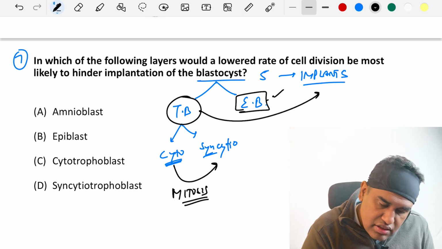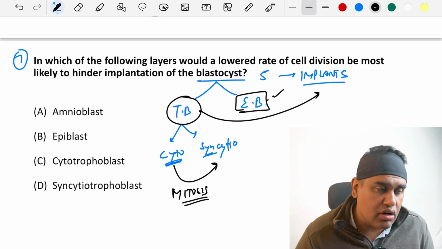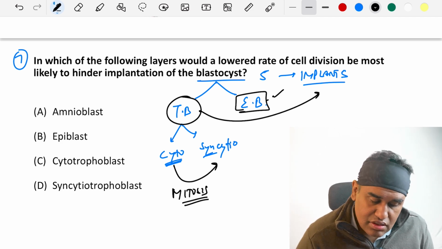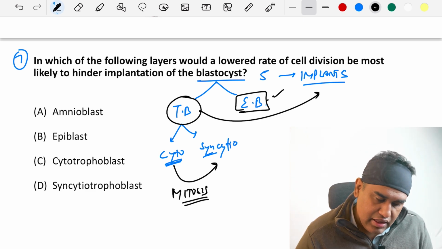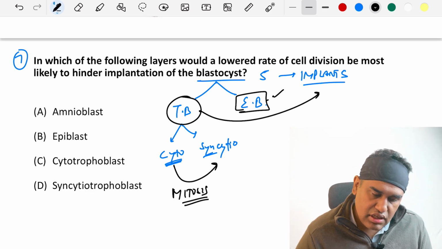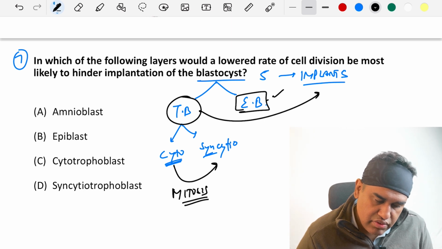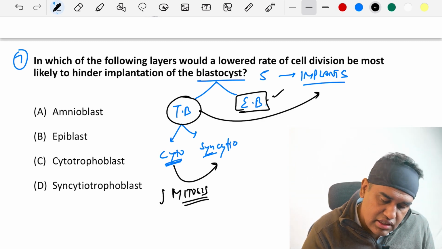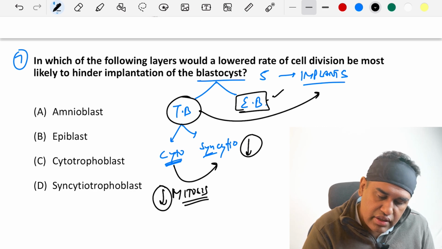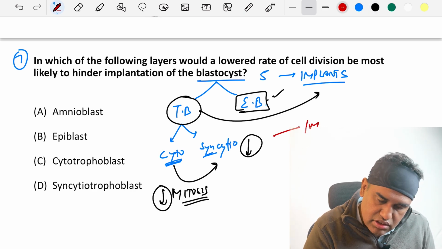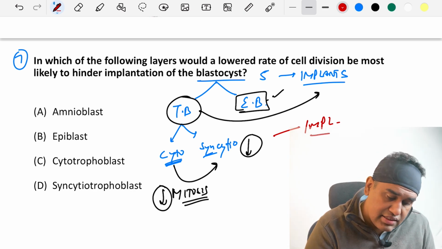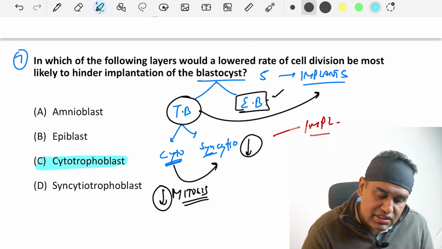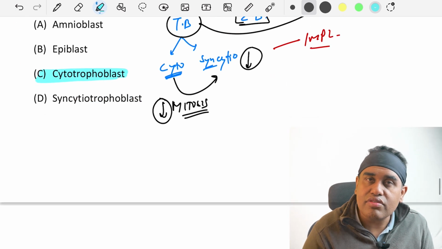Embryoblasts have the epiblast cells, which are going to form all the cells of the body. But the implantation and the nutrition are given by the trophoblast. This you should know. Now they are asking in which layer a lowered rate of cell division would be most likely to hinder implantation. Obviously, if cytotrophoblasts decrease the rate of mitosis, there will be a decrease in syncytiotrophoblast, which is going to hinder implantation. The answer is not syncytio, the answer is cytotrophoblast, because cell division is not occurring in syncytio, it is occurring in cytotrophoblast.